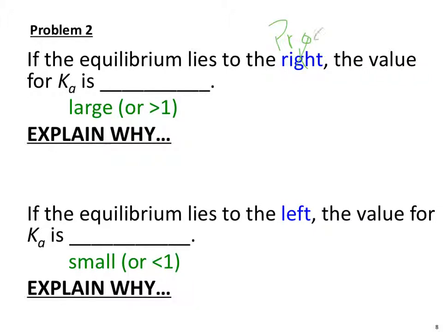All right, if the equilibrium lies to the right, and again, I hate the directional terms, if it lies to the product, the value of Ka is large or greater than 1. Okay. If the equilibrium constant is to the left, and again, I hate directional terms, we're talking about reactants. Then the value is definitely going to be less than 1. Explain why.